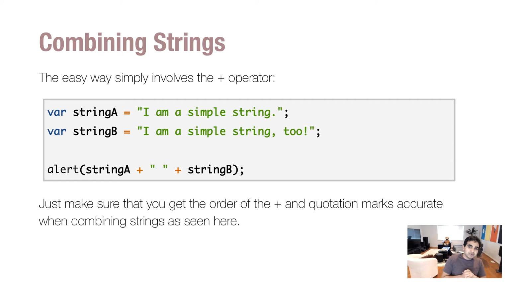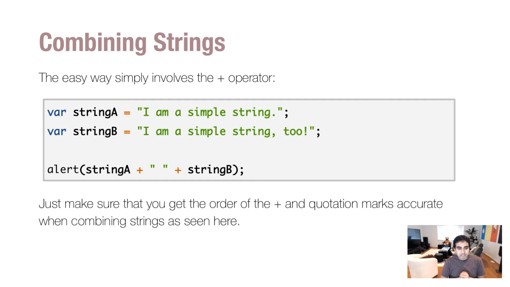So the first thing we're going to do is look at one of the most popular operations we'll do with a string, and that is combining them. So you have a string, in this case, string A, and it says I'm a simple string. I have another variable called string B where I'm defining another string value, and this one says I'm a simple string too. And what I'm going to do is combine these two strings.